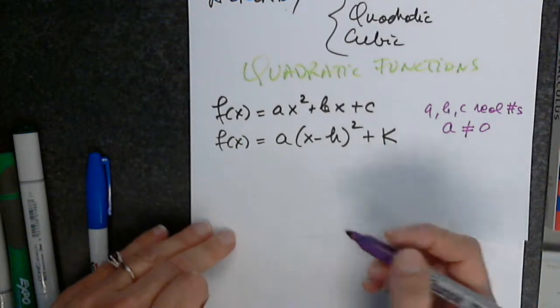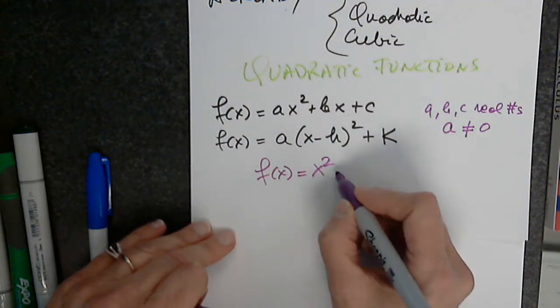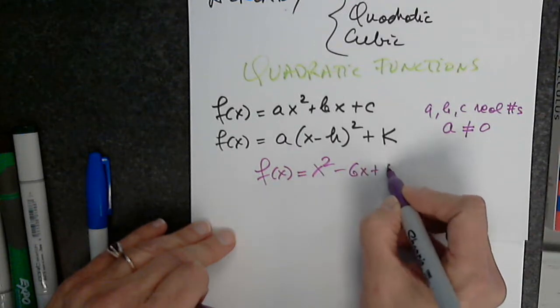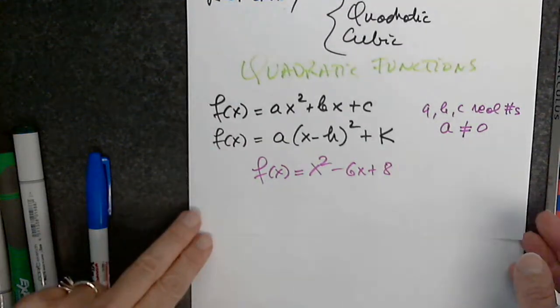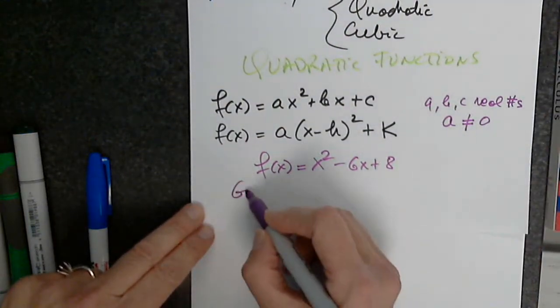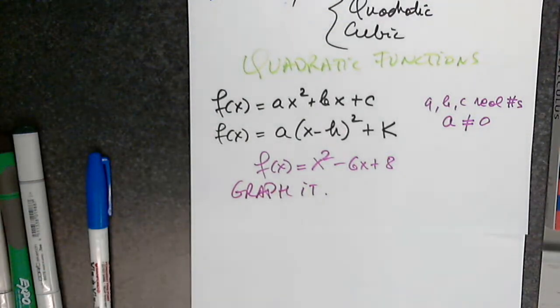Okay, let's look at a function. Let's say a simple one, x squared minus 6x plus 8. Is this quadratic? Yes. Perfect. Okay. Let's suppose I'm asked to graph it.